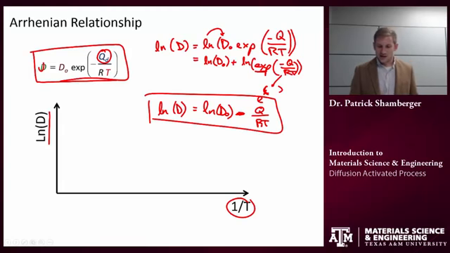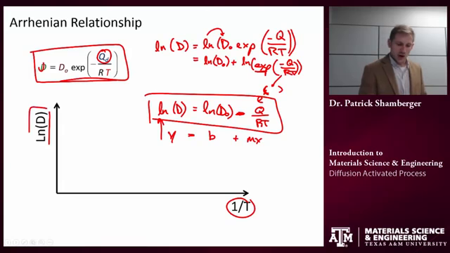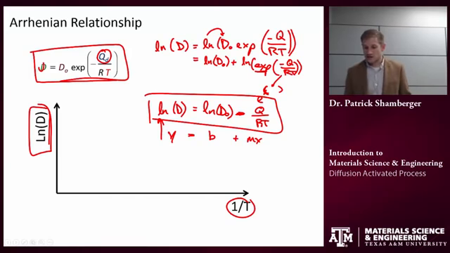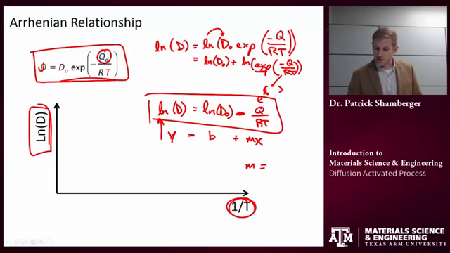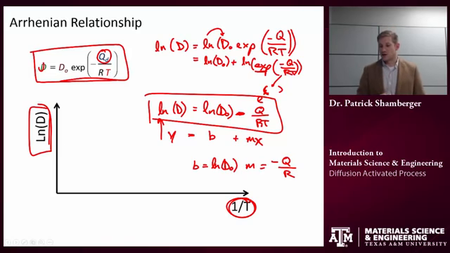And I can see immediately that this is going to be a linear relationship, right? Y equals, in this case, B plus mx. So y is log of the diffusion constant. So if we let x be 1 over T, then the slope equals negative Q over R. And the intercept equals log of this pre-exponential factor.